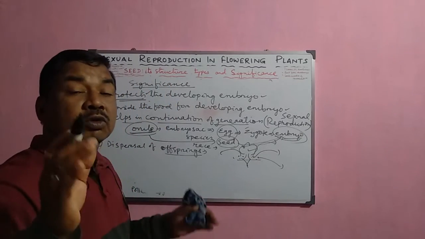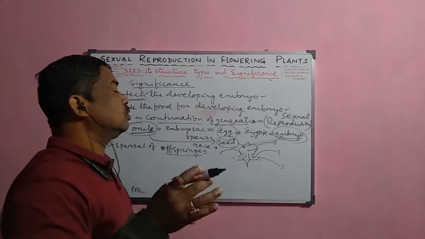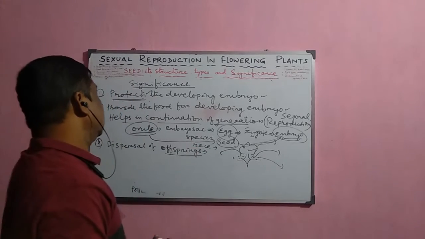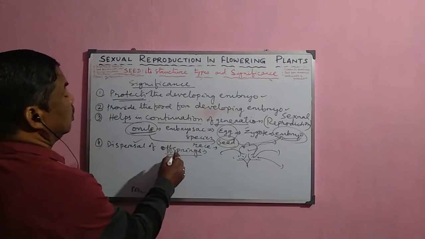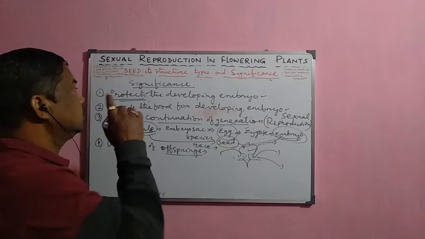Otherwise, they cannot survive there in that particular place due to severe competition. So that is why the dispersal of offspring is possible due to the seeds.